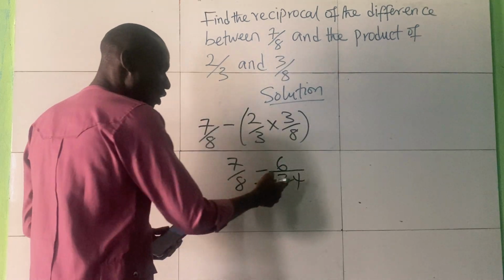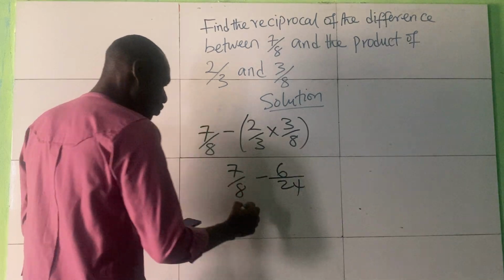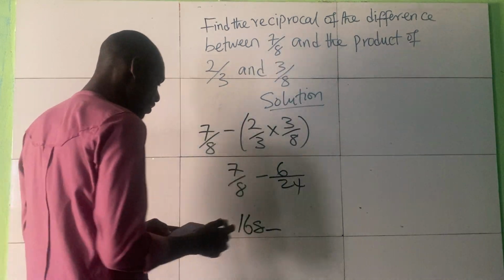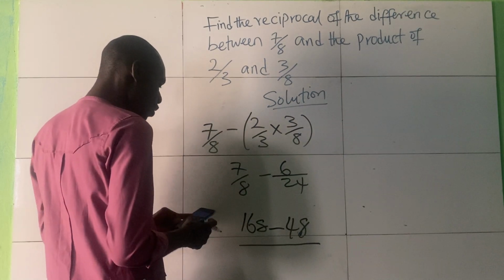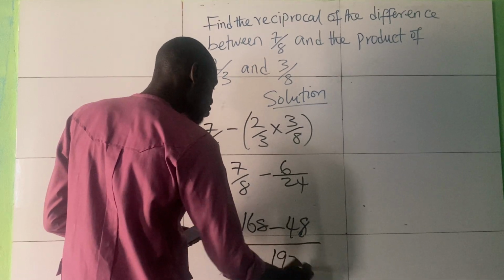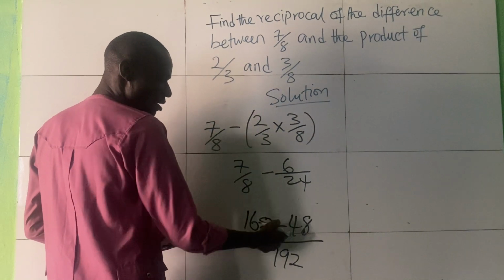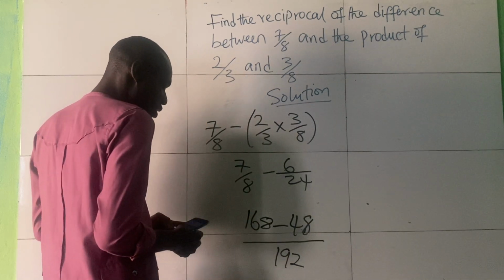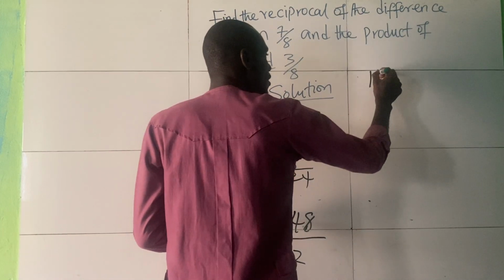So what do we do? 24 multiplied by 7 will give us 168, minus 8 multiplied by 6, which will give us 48, all over 24 multiplied by 8, which will give us 192. So at this point, we now subtract. We now say 168 minus 48. 168 minus 48 will give us 120.